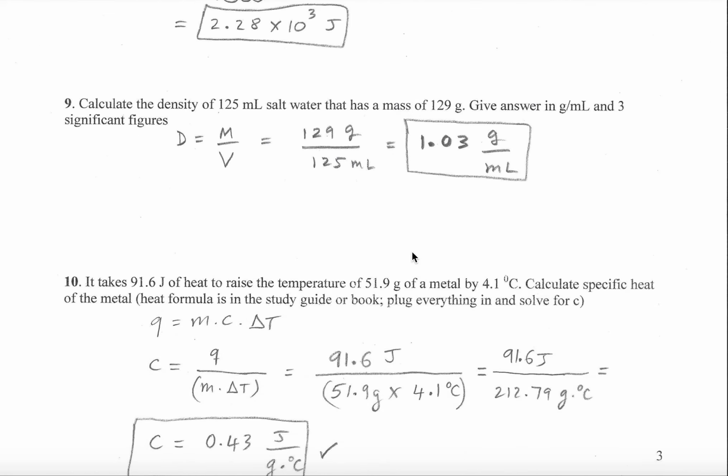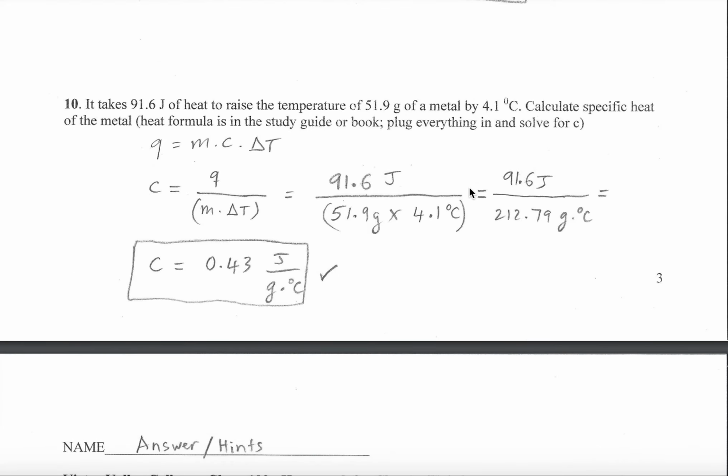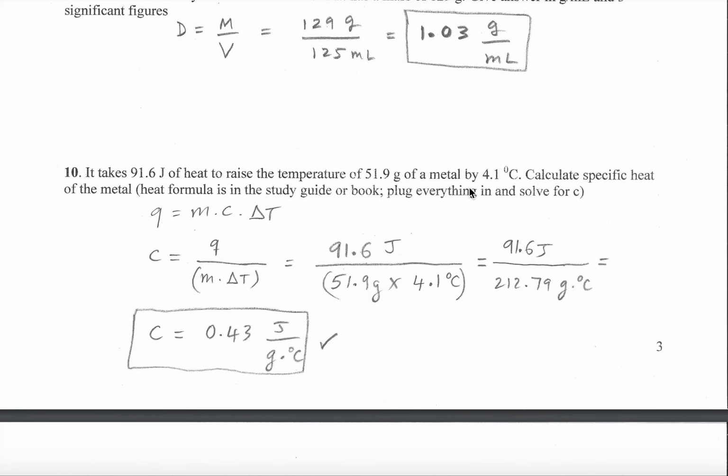Okay, number 9 is about density. Density is defined as mass divided by volume. We are given mass 129 gram. We are given volume of 125 milliliters. Simply divide and keep everything in three significant figures, 1.03, and we should be good. Okay. And finally, number 10 for this chapter 1.